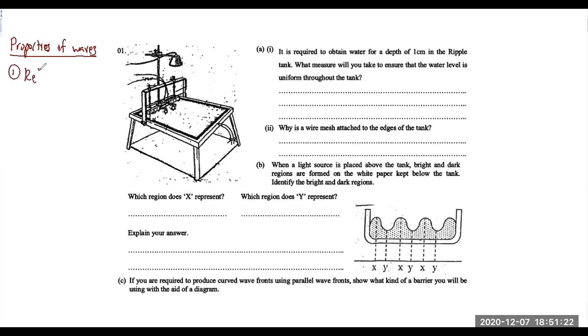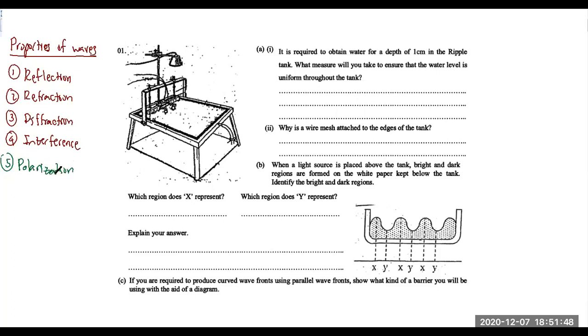We start with reflection, then we go to refraction, and then diffraction, and then we have interference, and then finally we have polarization. So I'm writing polarization in a different color.